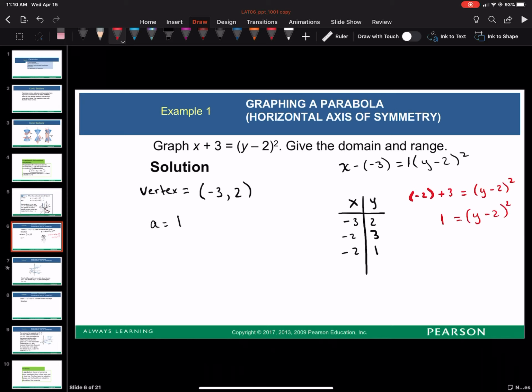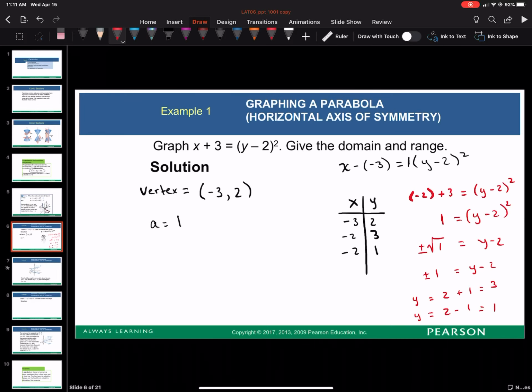Now, when I take the square root of both sides, it's going to be the square root of 1, so plus or minus 1, which is equal to y minus 2. So I'm going to have y is equal to 2 plus 1, and y is equal to 2 minus 1. So this is going to be 3, and that's going to give me 1. That's how we got the 2 y's. So that's why we got the 2 different ones.